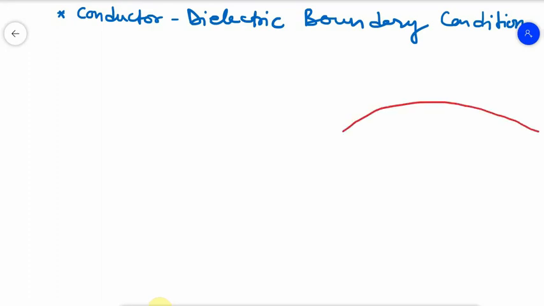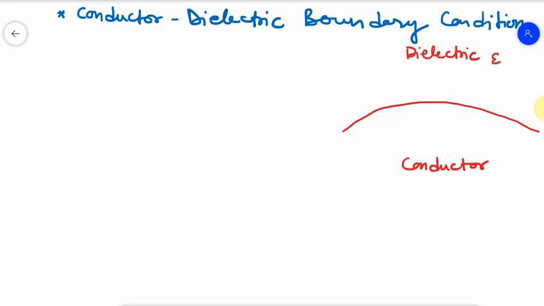Let us consider a boundary. Here the first medium is dielectric, and the second medium is the conductor. This is the conductor, and this is the boundary separating the two media.